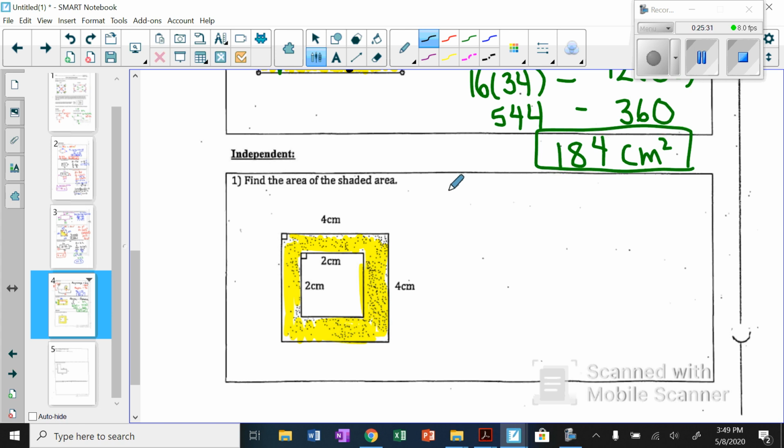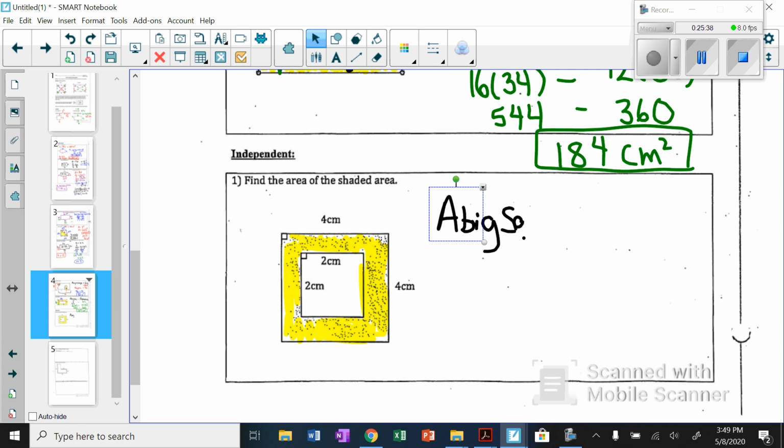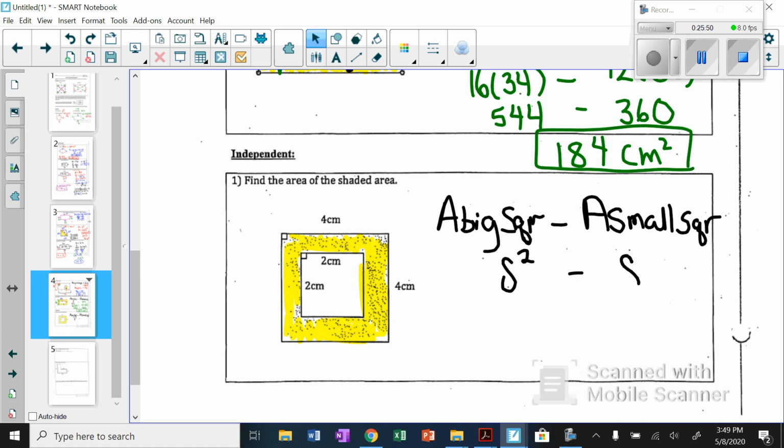So once again, I want to find the area of the yellow region. So we're finding the area of the big, this time it's a square, minus the area of the small square. So we are side squared minus side squared. So we're going to say 4 squared minus 2 squared. 16 minus 4 is 12 centimeters squared.